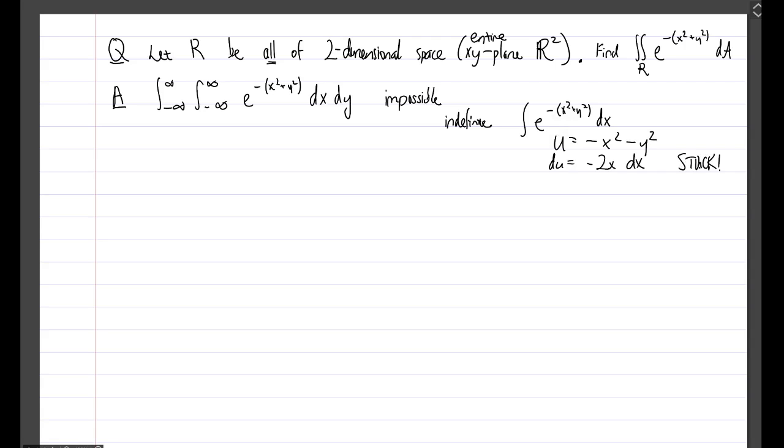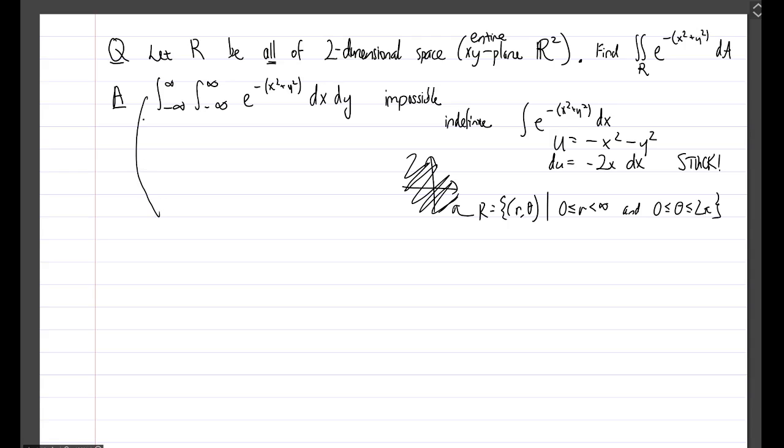U substitution is not going to work. Integration by parts isn't going to work. There just isn't a thing that's going to work. But the thing to note is that you can describe the entire two-dimensional space R as the set of all points in polar coordinates where 0 is less than or equal to r is less than infinity. And let's just go one time around, so theta between 0 and 2 pi. That will describe every point.